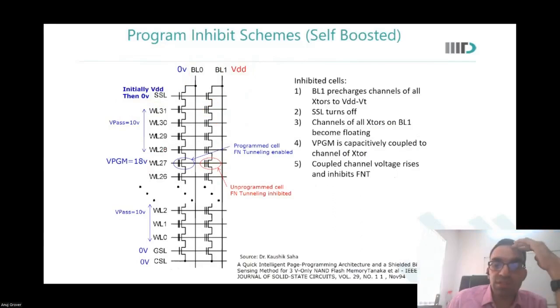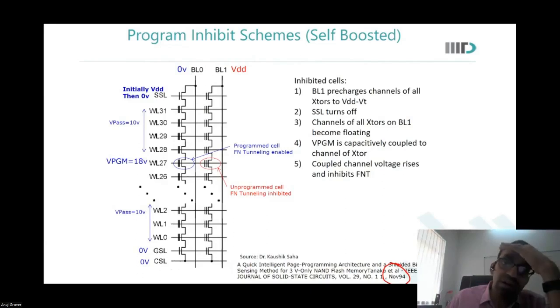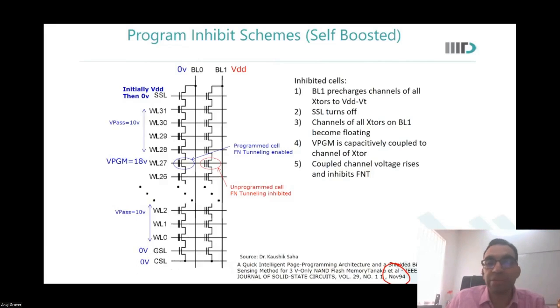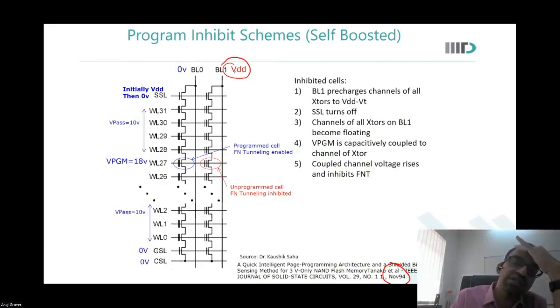So there was this paper, a very old one at that, which talked about self-boosted flash. So what happens there? First of all, BL1 precharges all transistors to VDD minus VT. If I put this at VDD, then BL1 will precharge everything to VDD minus VT. Everywhere it will become VDD minus VT. Am I right? Yes, sir.